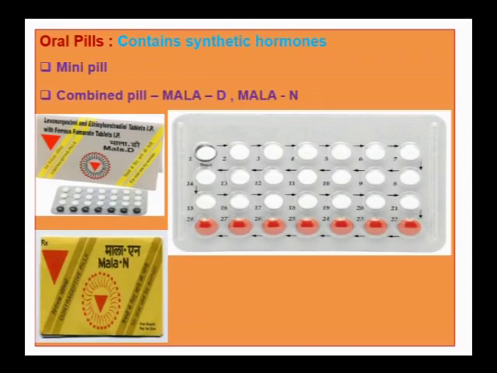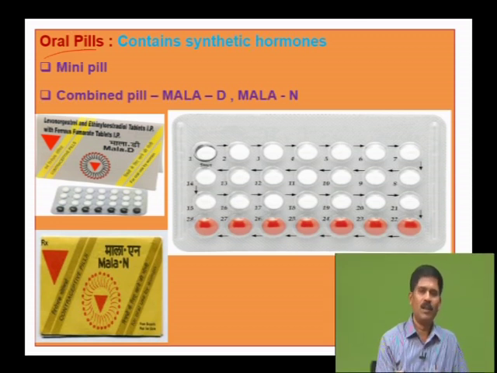Oral pills. The contraceptive pills that are taken orally in the form of tablets are called oral pills. They contain synthetic hormones like estrogens and progesterones. There are two types of oral pills, namely mini pills and combined pills. Mini pill contains only progesterone, whereas combined pill contains both estrogen and progesterone.